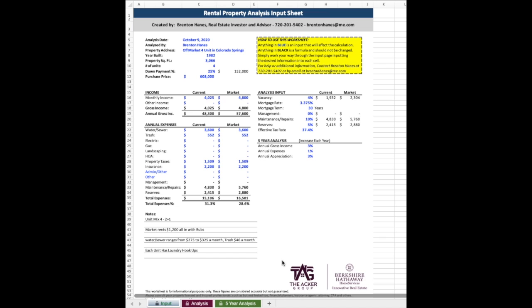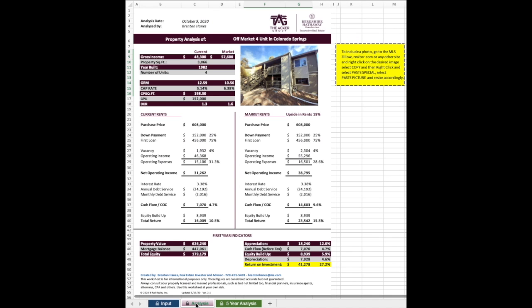So if you have any questions on the input, reach out to me. Put a little comment down below. That's totally fine. So let's jump into this analysis page. So just click on this burgundy box at the bottom, and we will see what this looks like.